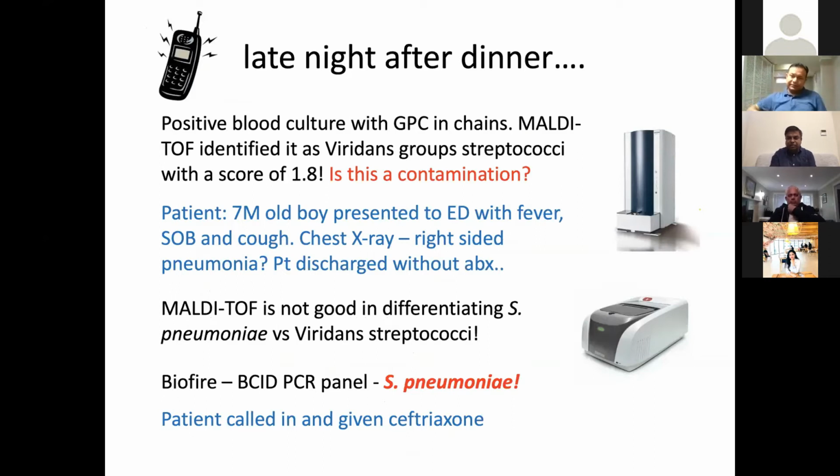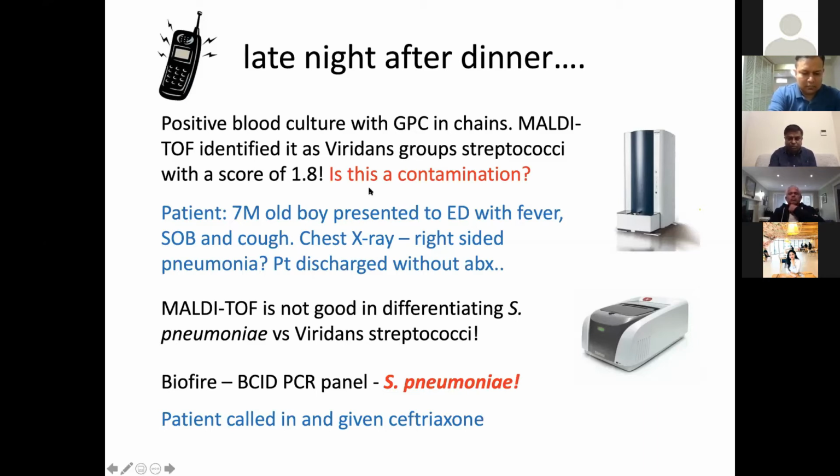In your lab, you use the MALDI-TOF to quickly identify bacteria, even directly from the blood culture bottle. And it gives you an identification of Viridans group streptococci with a score of 1.8, which is lower than normal. So the question is, is this really a significant result, or is this a contamination during collection or something?